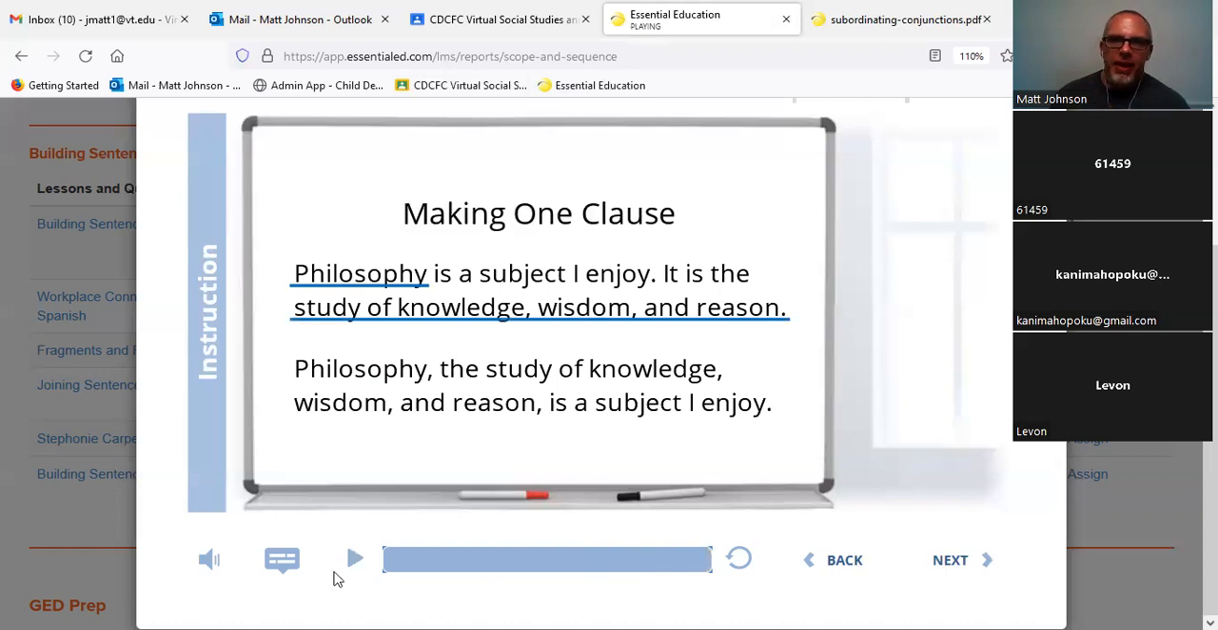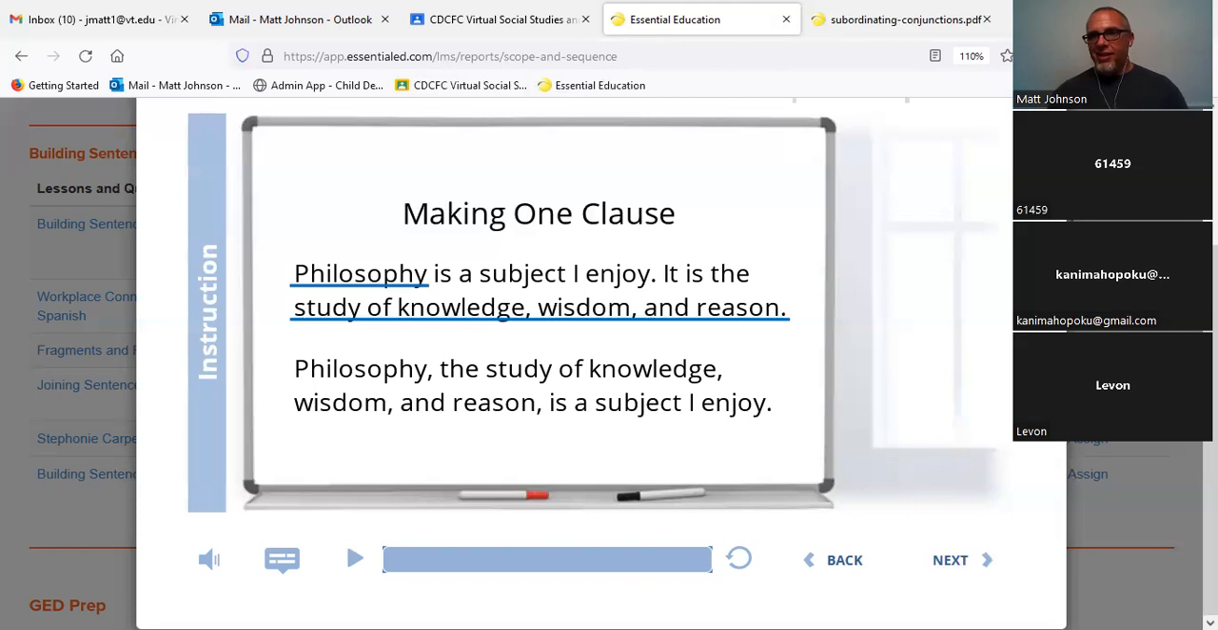Right, and that's basically making an intervening phrase there. So philosophy is a subject I enjoy, right? That was the first simple sentence. It is the study of knowledge, wisdom, and reason. So basically, that second sentence describes what philosophy is. A lot of times descriptive wording is what you'll see in an intervening phrase. Philosophy, comma, the study of knowledge, wisdom, and reason, comma, is a subject I enjoy, right? So you have your commas separating the intervening phrase there from philosophy as a subject I enjoy.